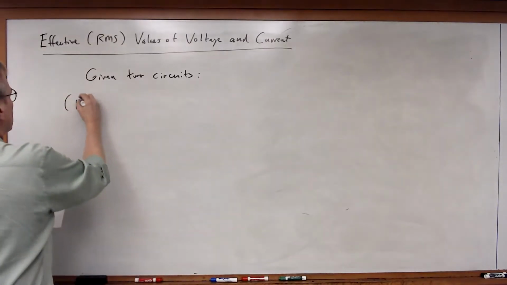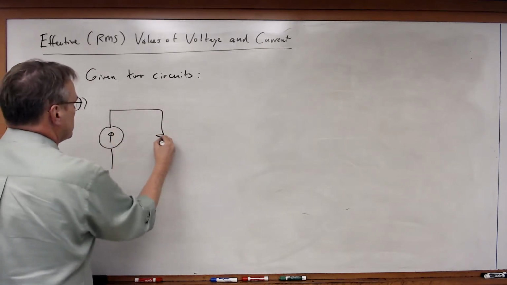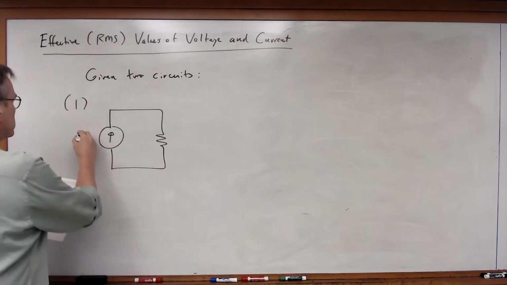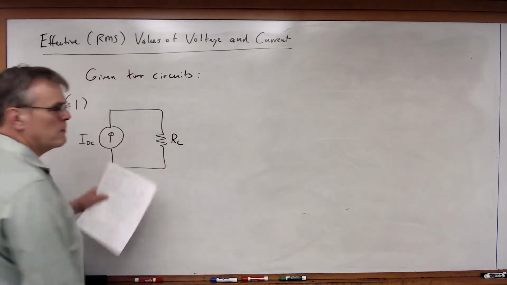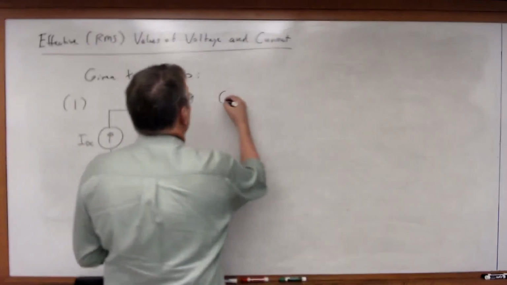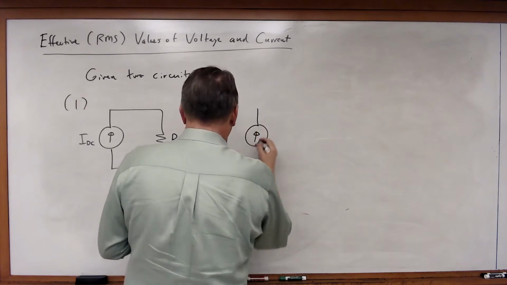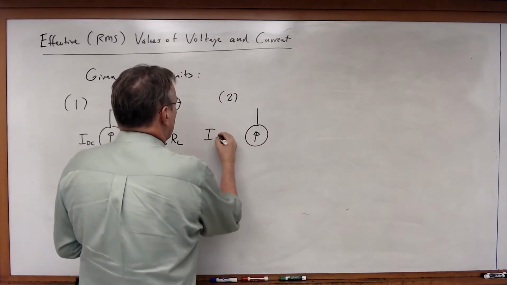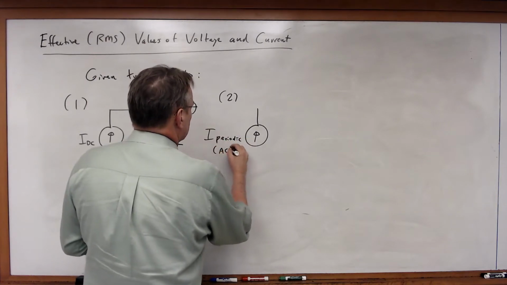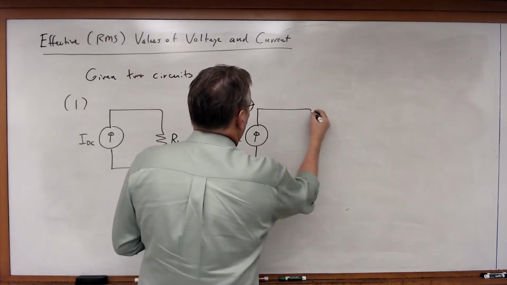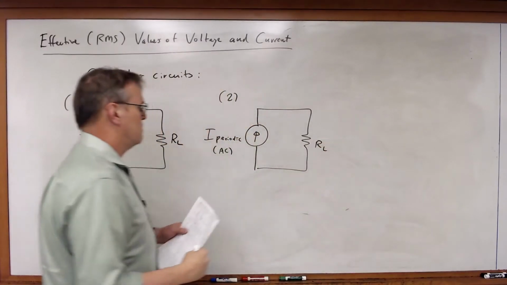And one of those circuits is a DC circuit. So let's say in this case, it's a DC current flowing through some resistor. And then we have a second source. And this is a periodic AC source. And this one is connected to an identical value of resistor.